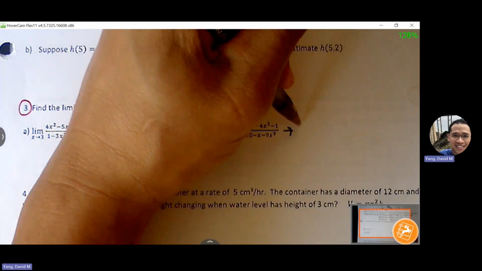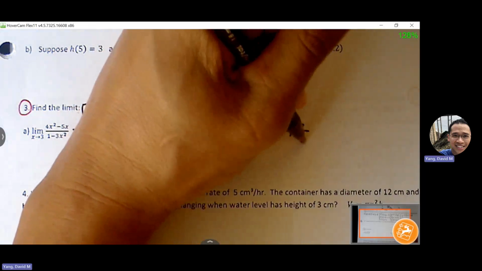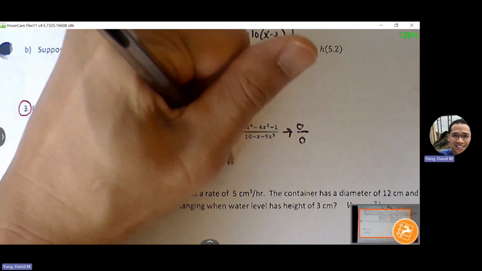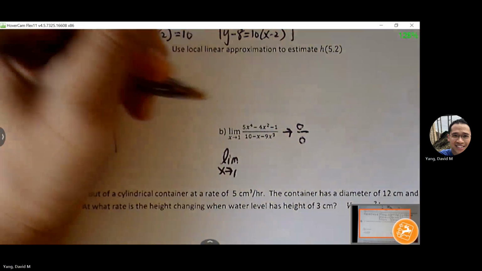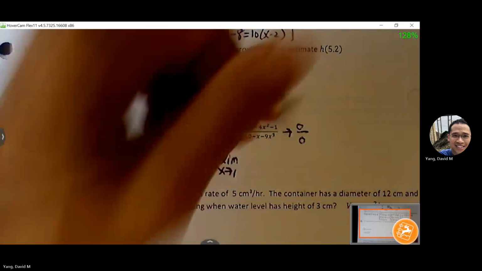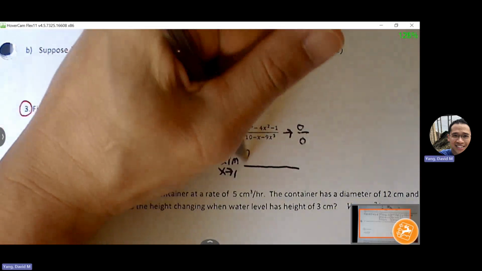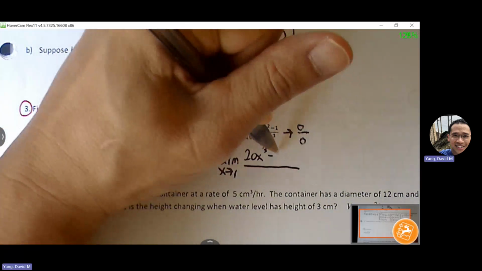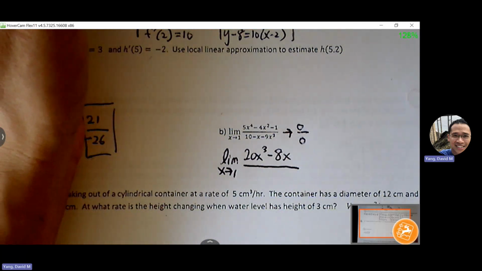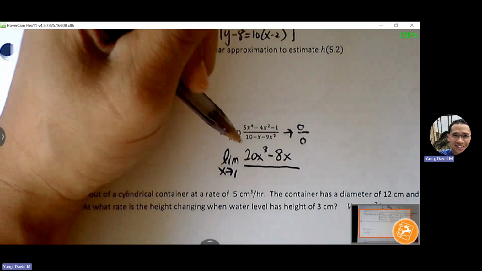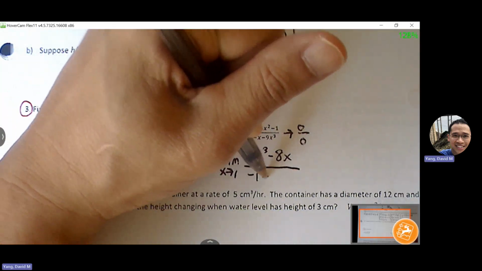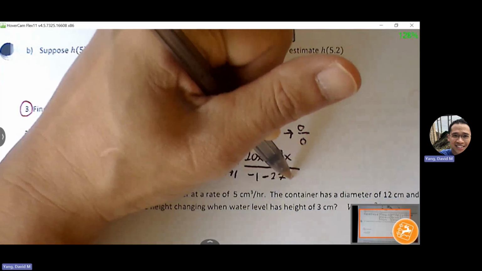Direct substitution. This one does give you 0 over 0, so we can do L'Hopital's rule once. What's the derivative of the numerator? 20x cubed minus 8x and 0. That's it. Good. Denominator? 0 and -1, and then minus 27 times x squared.